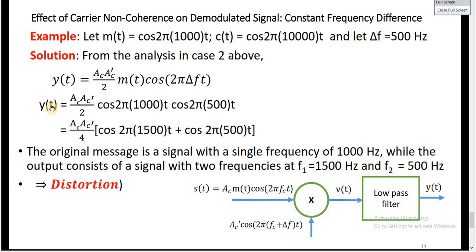So the output y of t consists of two frequency components, one at 1500 hertz and another at 500 hertz. The original signal is a signal with a single frequency of 1000 hertz. This is our message signal. The output of the demodulator consists of two frequency components, and 1000 is not one of them, while the output consists of a signal with two frequencies at f1 equal 1500 and f2 equal 500 hertz. So we observe this type of distortion. So the output y of t is no longer proportional to the input m of t.